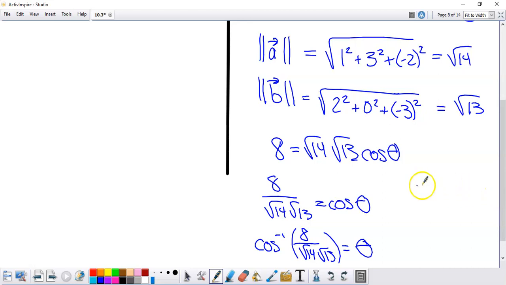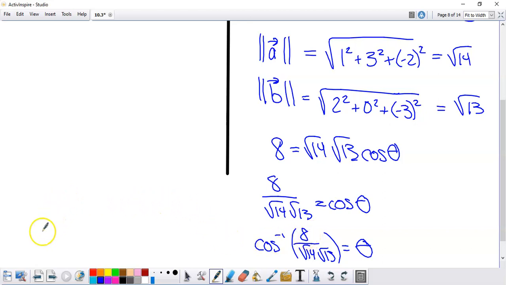If I wanted to solve this, I'm going to have to isolate the cosine ratio first. So divide the 8 by the square root of 14 times the square root of 13. And then if I want to know what theta is, I'm going to have to do an inverse cosine calculation to both sides of this equation to get this value for theta. Obviously, I didn't toss that into the calculator. It's not a real nice result in this case, but this is the smallest angle between the two vectors that were defined on this screen.